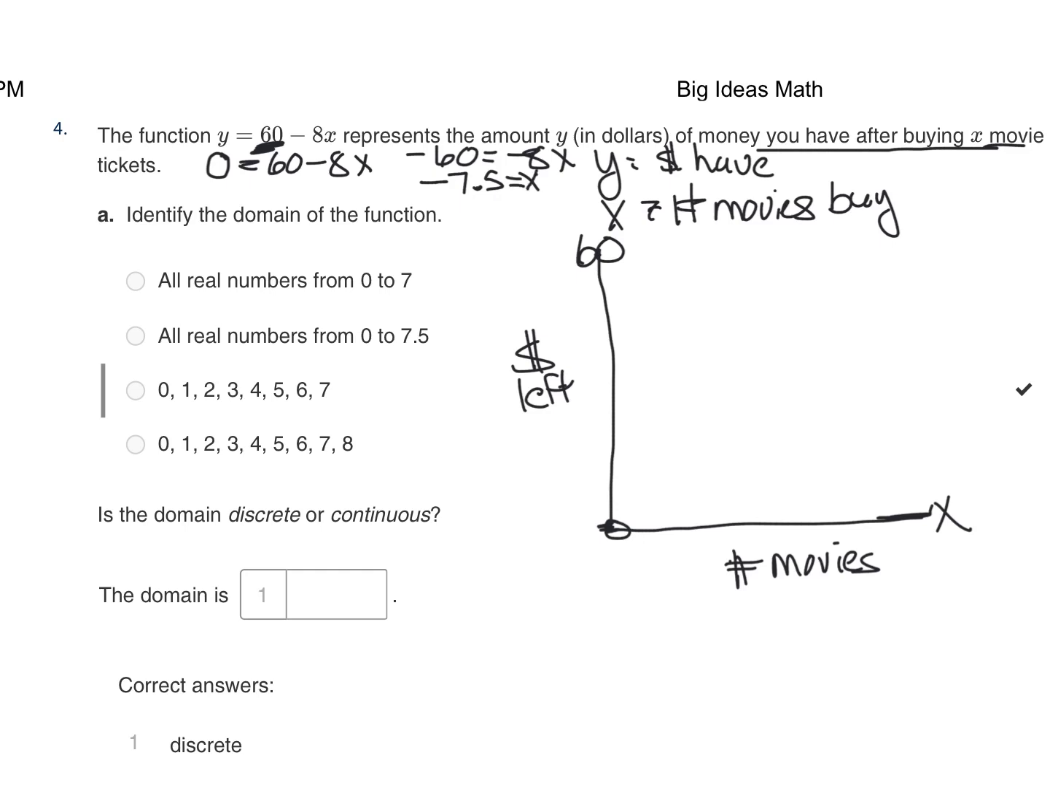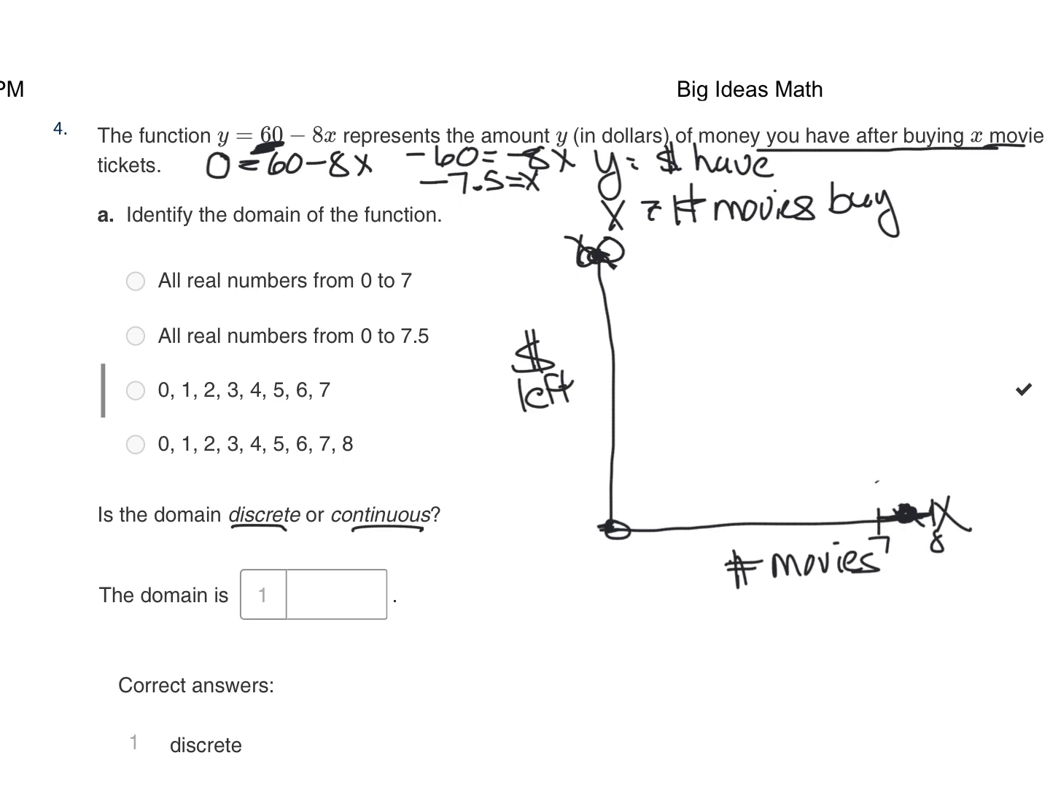All right, so here's 7, here's 8. So it's going to hit 0 about right there. And we're starting out at 60. So my graph's going to look like that. Now, would it be continuous or would it be discrete? Continuous is if it's a straight line, right? But can I buy half a movie? No. So this is going to be discrete.